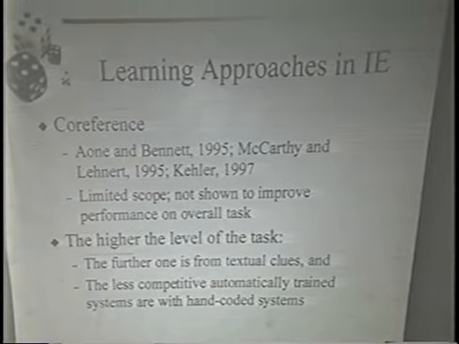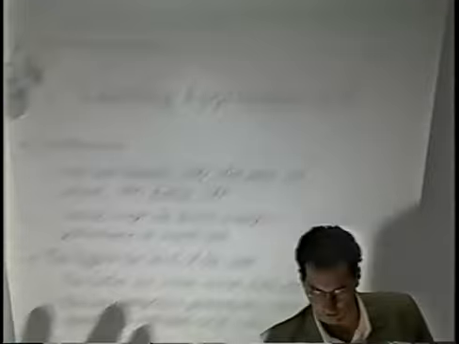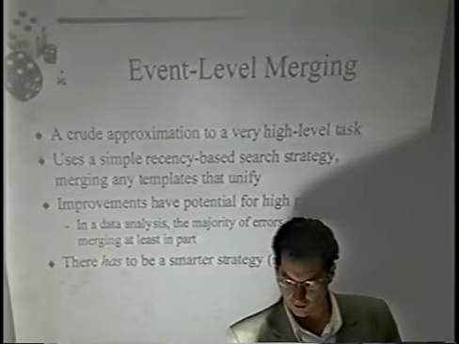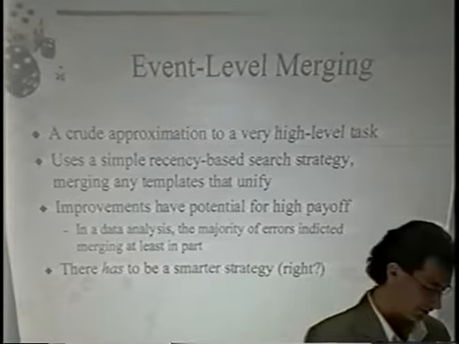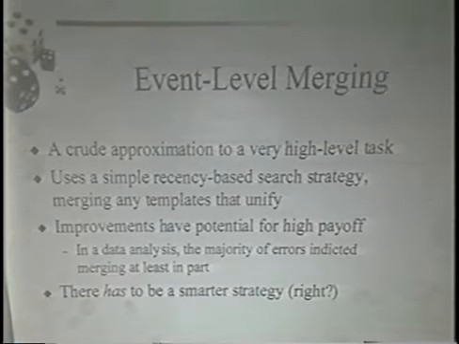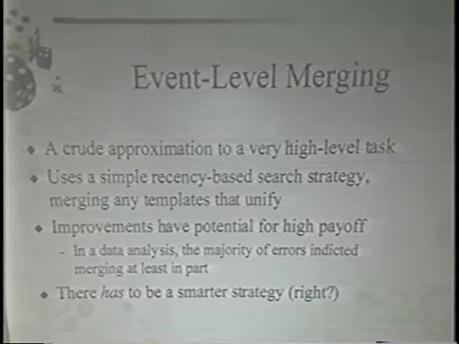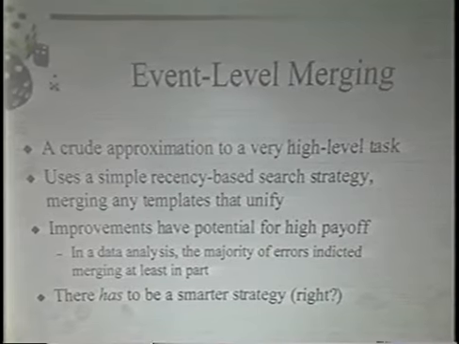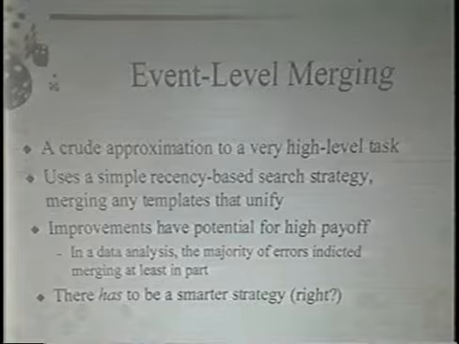So again, the more we get into higher levels of linguistic processing, the further we are from the text, and the less competitive the automatically formed systems are with the hand-developed systems. Despite all that, I focus my attention on this discourse level mechanism, this merging process that I described before, which seeks to find cases in which you have event descriptions that are actually partial descriptions of the same complex of events. And it's a crucial process to do in an information extraction setting where you need to represent the right number of events in your output.